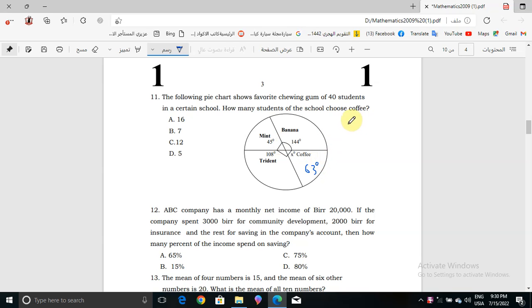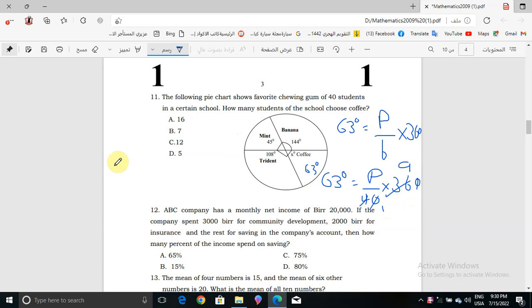Okay, then 63 degrees is equal to P over B times 360. Then 63 degrees is equal to P over 40 times 360. Cut 0 by 0, cut here by 1, and here by 9.